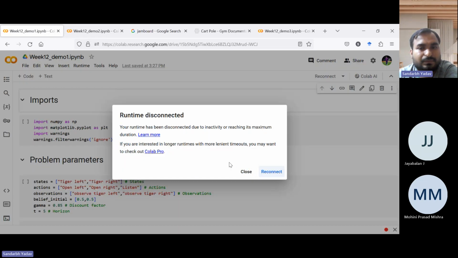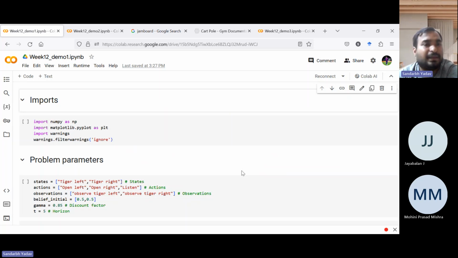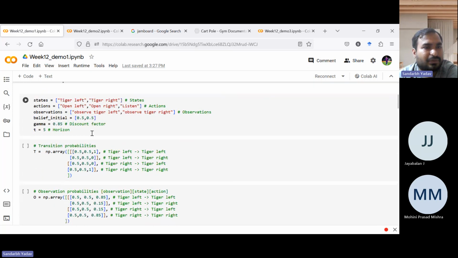So now this is the demo. I'll go quickly. All these demos are from the internet itself. These are simple imports. We have two states, tiger left and tiger right, that we have already seen. Actions are three: open left, open right, and listen. And observations are observe tiger left and observe tiger right.